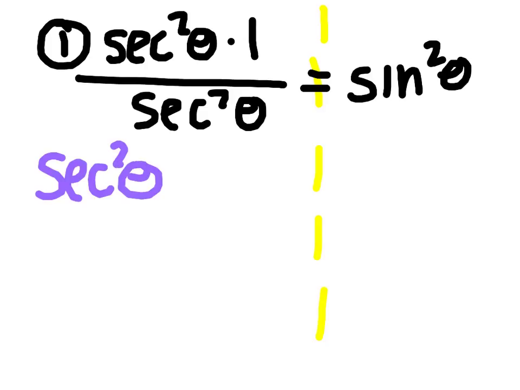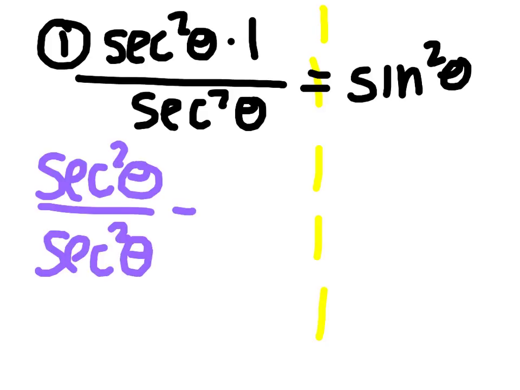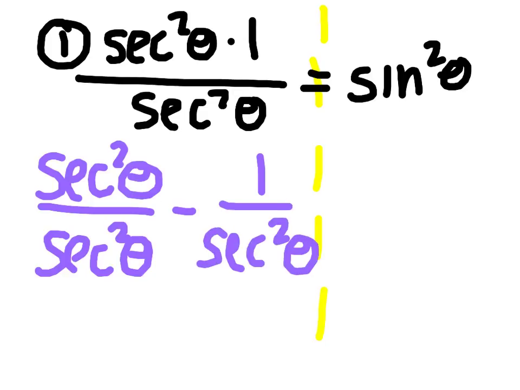So I'm going to go ahead and divide everything in the numerator by secant squared. And I know I can do this because secant squared is a monomial, so I can just divide everything in the numerator by that term. I know secant squared divided by secant squared is 1. And 1 over secant squared is cosine squared.